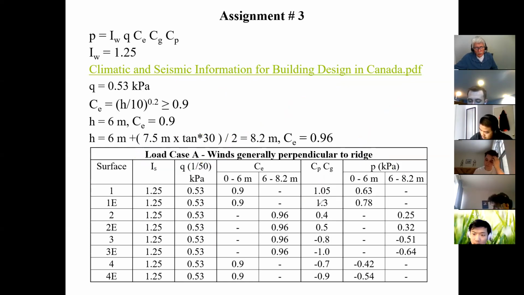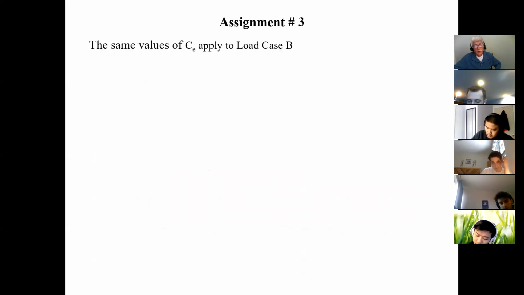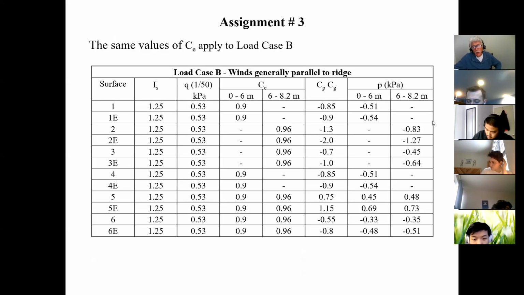Now, once I did it for load case A, in real life I'd have to do both anyways, but okay, in this case. Now, for B, what's nice about B is that the CE values are exactly the same. So therefore, I don't have to recalculate those. The only thing I have to do now is my table becomes a little bit more elaborate, because instead of having only 4 surfaces, I also have the 2 end walls here, okay? And therefore, I do the same setup.